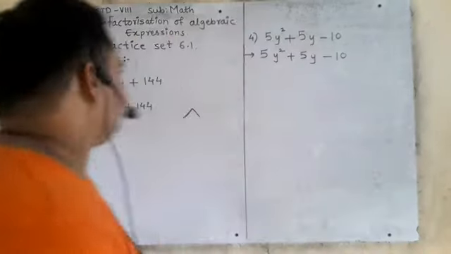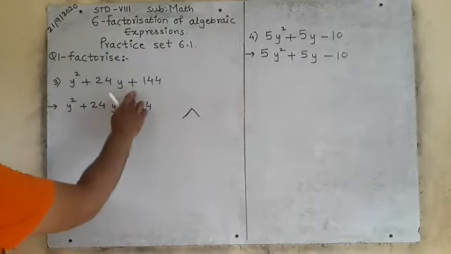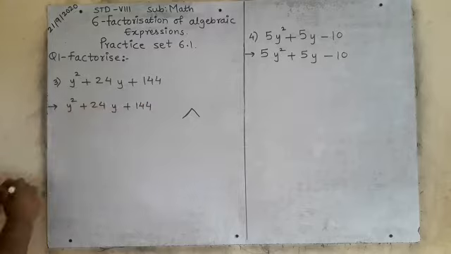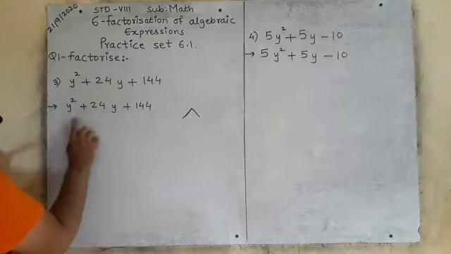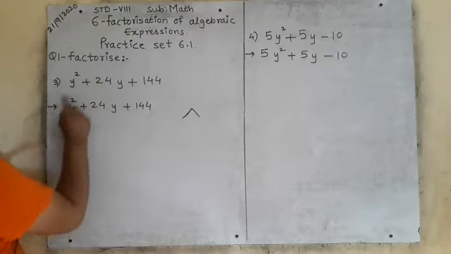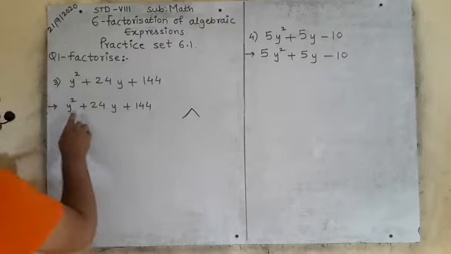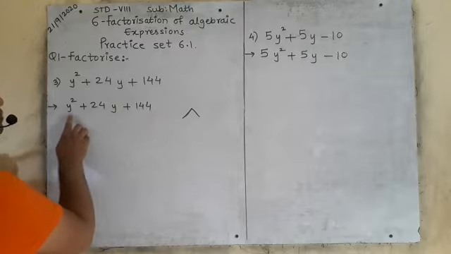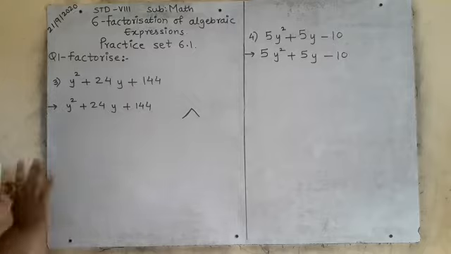Please look at the board. Question number 3: y square plus 24y plus 144. Okay, this is a quadratic trinomial because here y is the only variable whose highest index is 2. Therefore, it is a quadratic, and it is a trinomial because there are 1, 2 and 3 terms. Is it clear? Okay, so what is our first step?